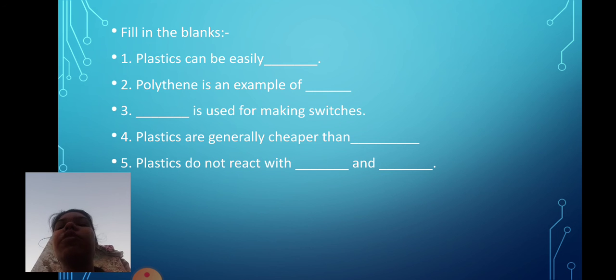Polythene is an example of. Yes, polythene is an example of thermoplastics. Dash is used for making switches. Yes, Bakelite is used for making switches. Plastics are generally cheaper than. Yes, plastics are generally cheaper than metals. Plastics do not react with dash and dash. Yes, plastics do not react with water and air.